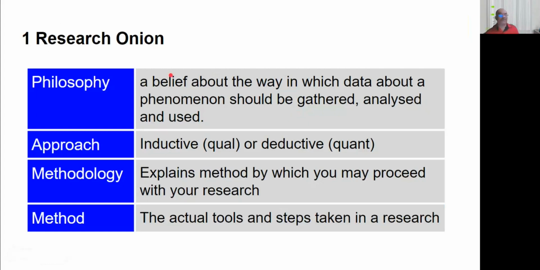So philosophy. We need to understand why we need to learn philosophy. We are learning about research, but we also need to learn about research philosophy. So we have philosophy, approach, methodology, method. Let's have a look one by one. First is the philosophy. What is philosophy? A belief about the way in which data about a phenomenon should be gathered, analyzed, and used.